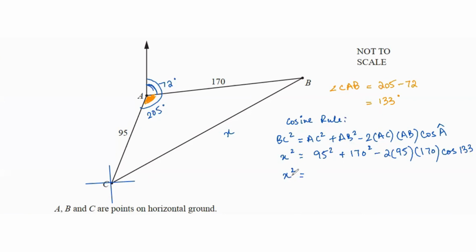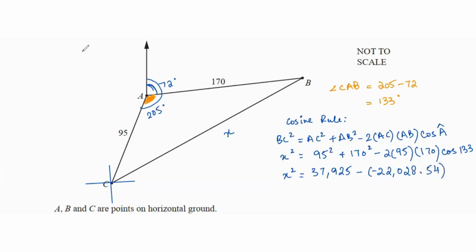So we know 95 square plus 170 square is 37,925. And then we do 2 times 95 times 170 times cos of 133. That's negative 22,028.54.